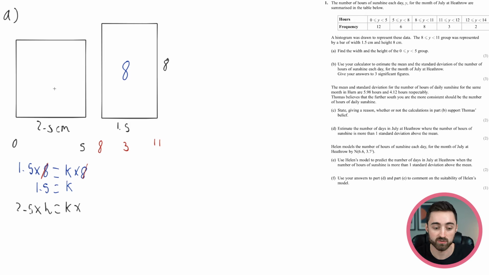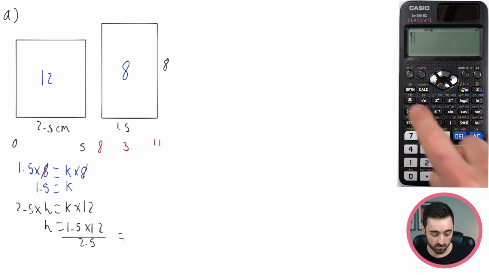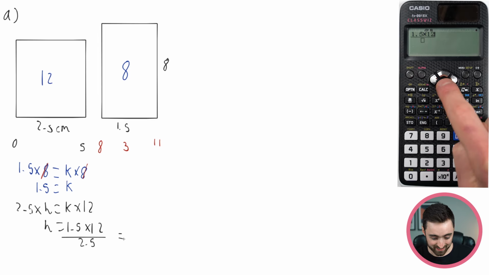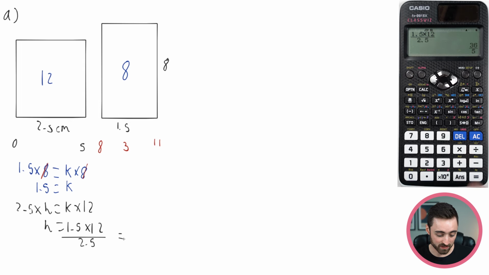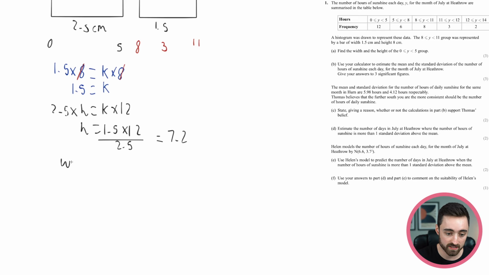The amount of people in this class, which we know to be 12. So it's going to be k times 12. We know what the value of k is. It's 1.5. So this is just an equation that I can rearrange for h now. So if I divide both sides by 2.5, I'm going to get h as 1.5 times 12 over 2.5. Got there in the end, and that's going to get me 7.2. So the width is going to be 2.5 centimetres, and the height is going to be 7.2 centimetres.